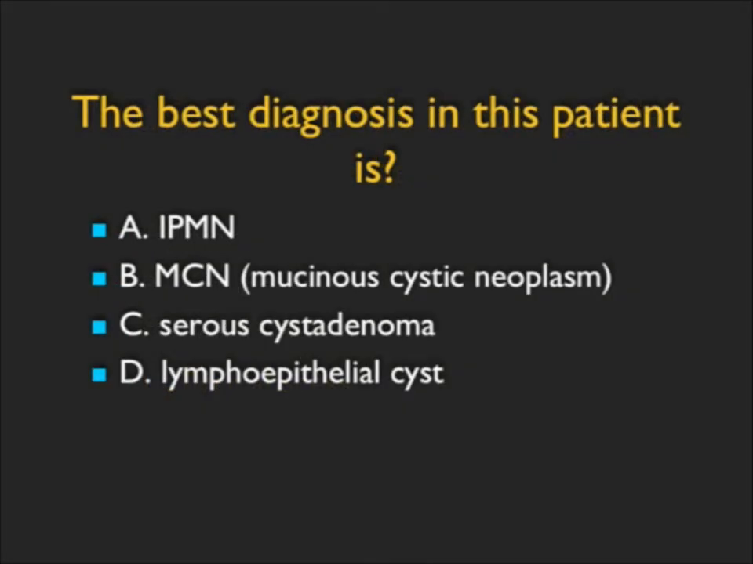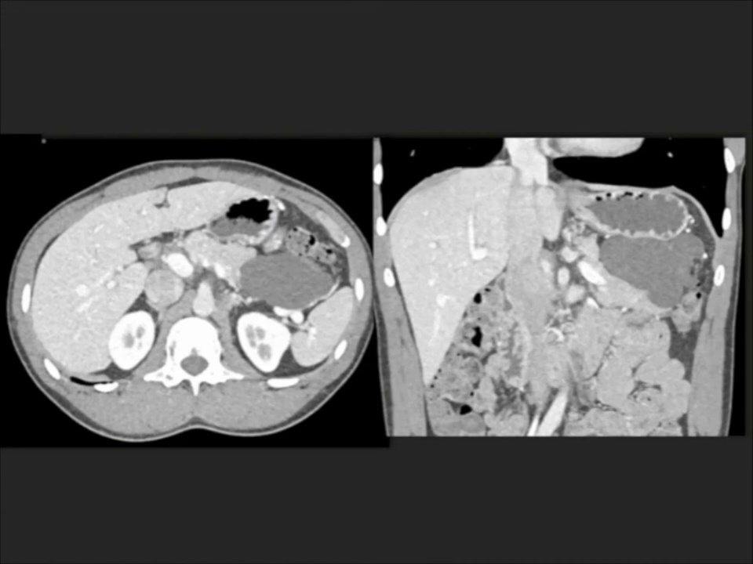In this case, what's the best diagnosis? There's a mass which appears to be pancreatic, and of course I only gave you 4 pancreatic choices. But the lesion is purely cystic and it's exophytic. You can see how exophytic it is when you look at the coronal view.